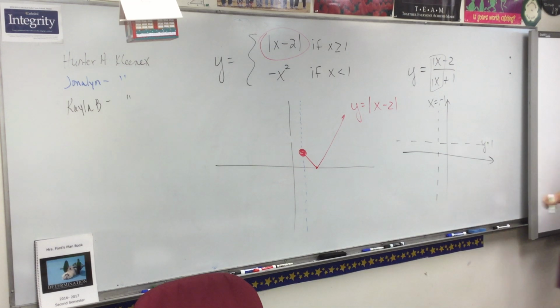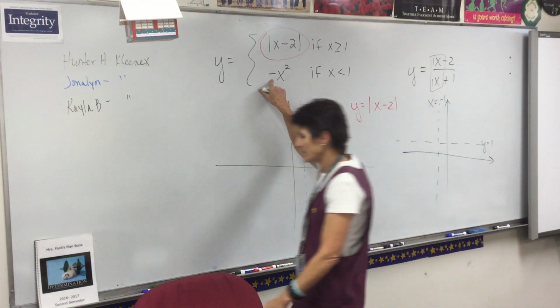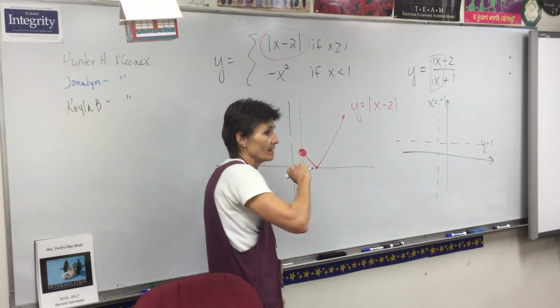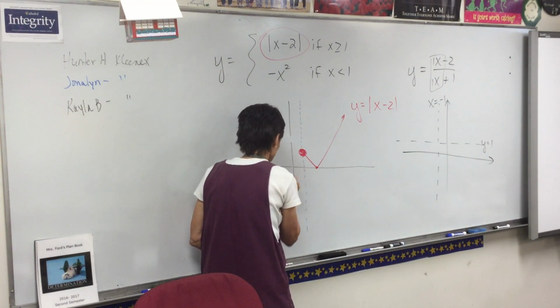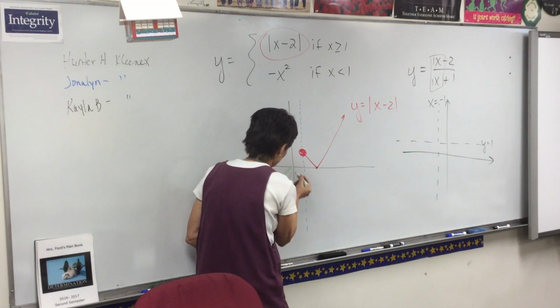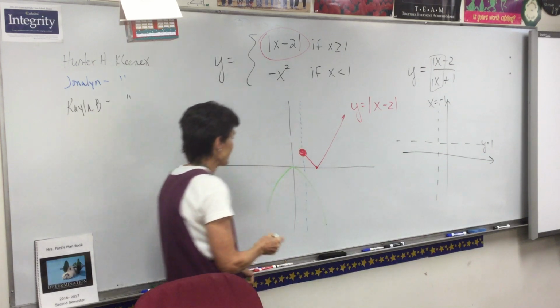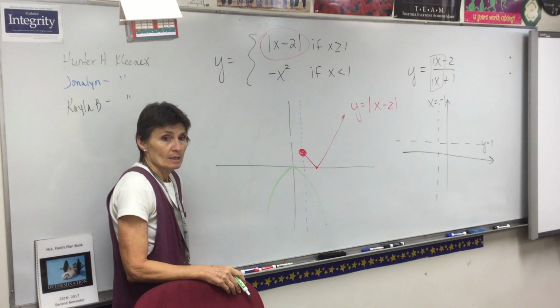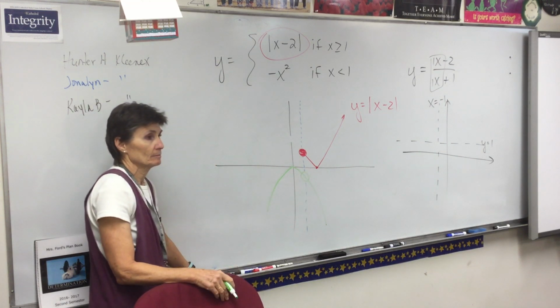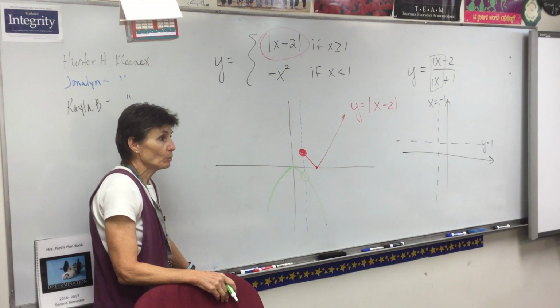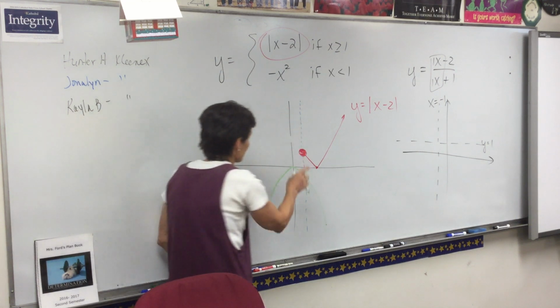Then, what does this look like? Here's my tricky thing again. What does that look like? Upside down parabola. It hasn't been moved, so it's right here, right? Oh, you probably can't see. Can you see that? It's right there. It crosses here. That will be an open dot this time.